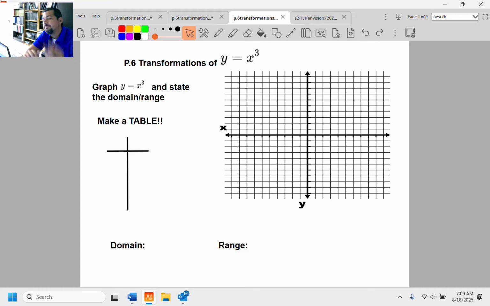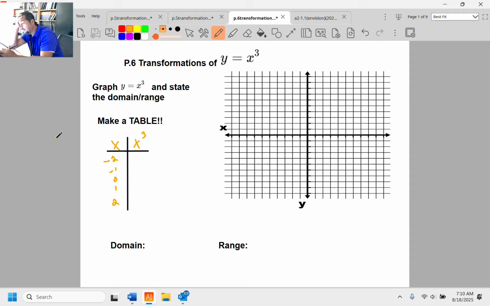Alright, so here we have P6, the transformations of y equals x cubed and y equals cubic root of x. And this is the mother function, y equals x cubed. So I'll do one a little longer than I do on my quiz. We'll start at -2, work our way all the way up to +2.